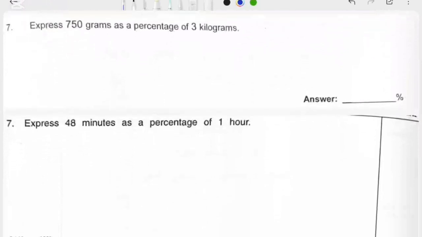Let's look at the next question. Express 750 grams as a percentage of 3 kilograms. These are both in different units. One is in grams and the other one is in kilograms. So let's convert 3 kilograms into grams.